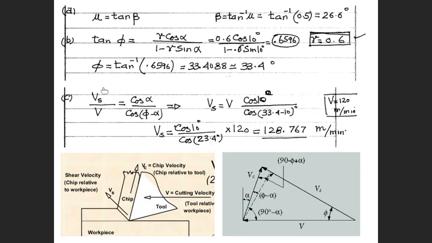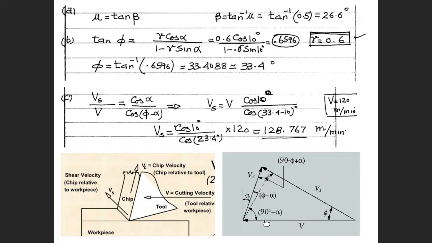Next, we need to know the Vs. We know V is given, we need to know Vs. Then V divided by Vs from the velocity triangle. You apply the velocity triangle. This is the Vs, this is the V, this is the Vc. Can you see that?